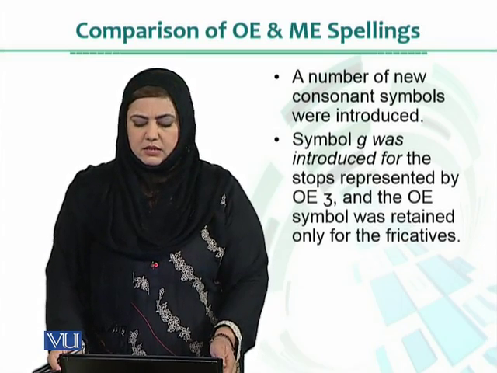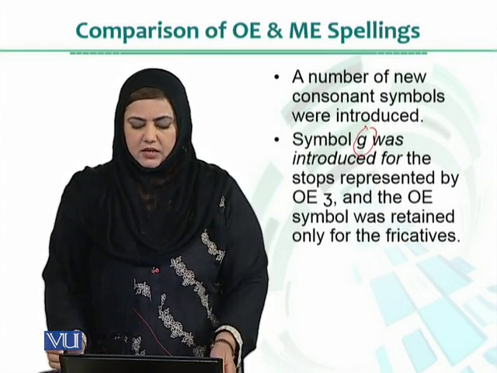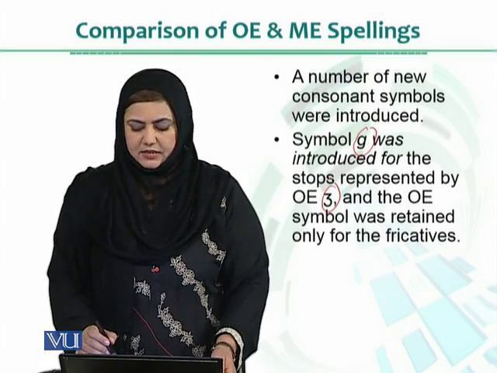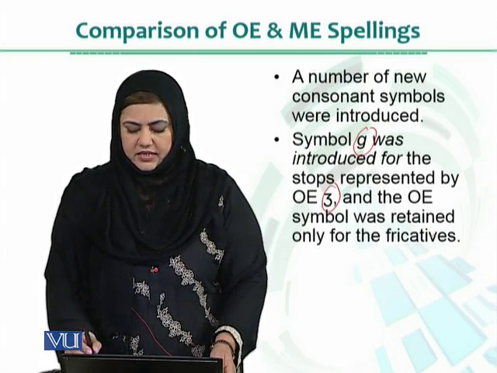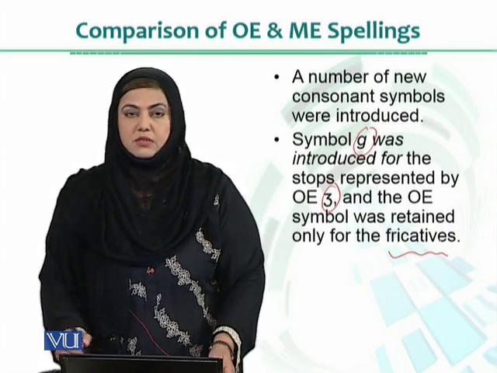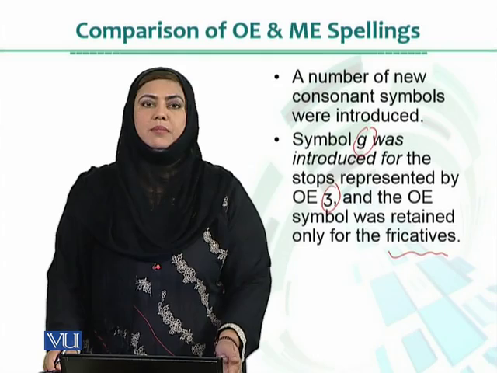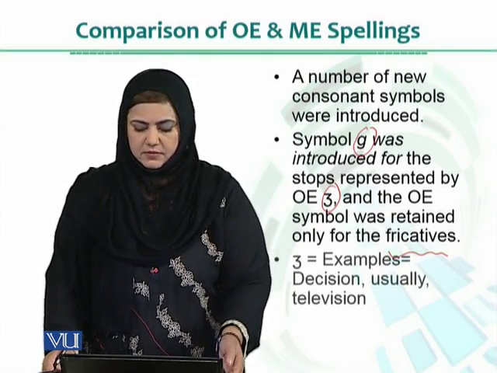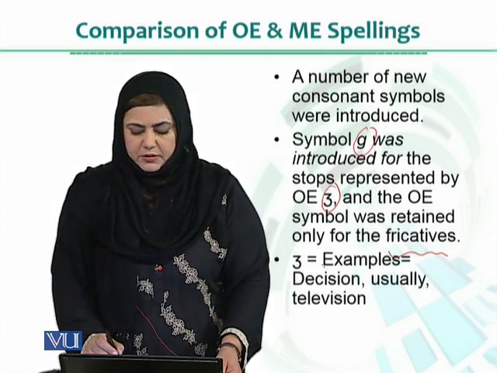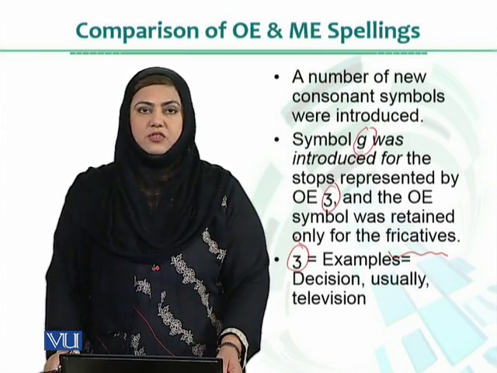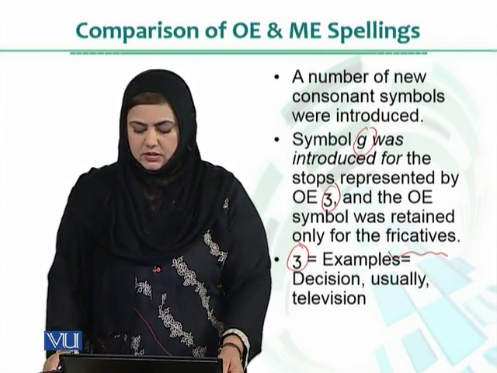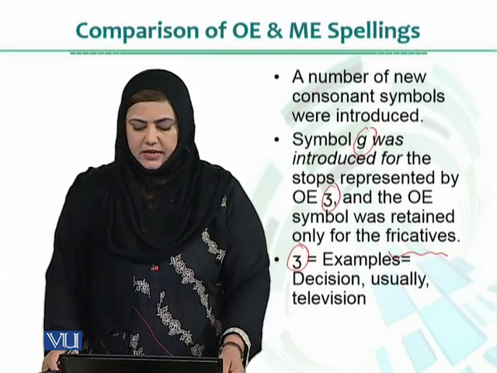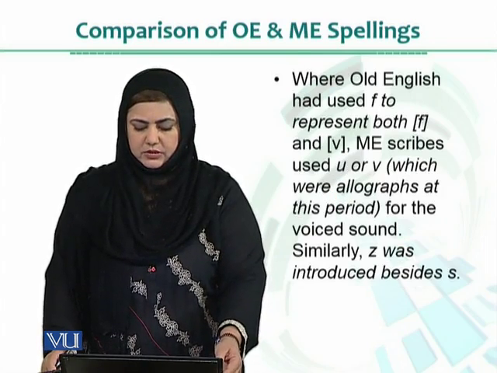A new symbol, here you can see it on the screen, was introduced for the stops represented by the Old English symbol that I have encircled. And the Old English symbol was also retained only for the fricative sounds. The examples of this sound are decision, j sound, usually, j sound, television, j sound. Alright, so this is how it was distinguished.